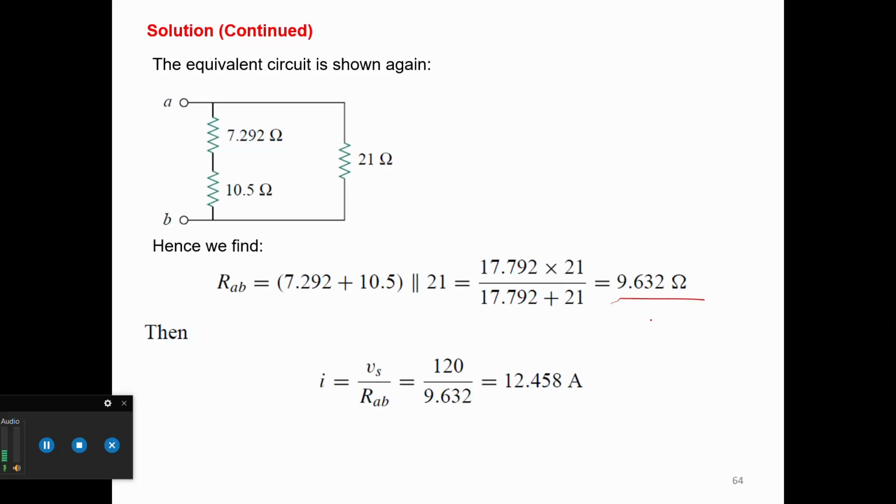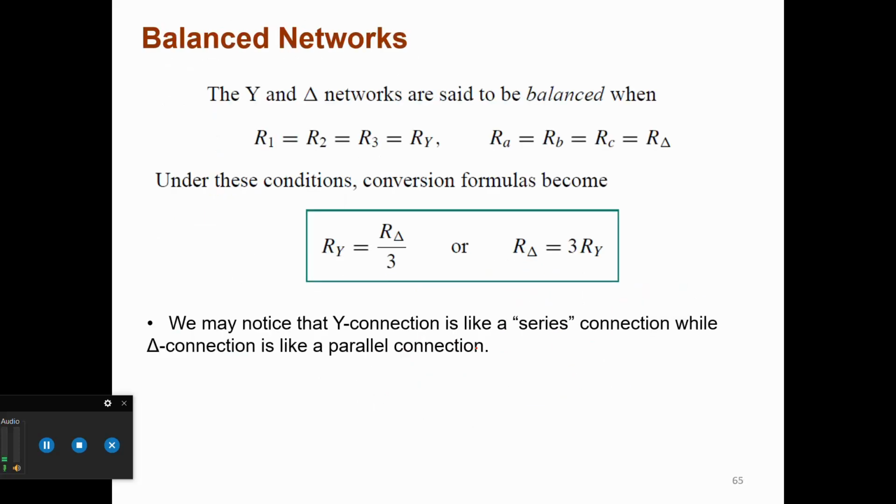So you get this value of 9.63, and when you have the combined value, you can put in the voltage source value and the equivalent resistance, and you get your final amperage. If all the networks and resistances are the same, these formulas can be used. These are relatively easier formulas.